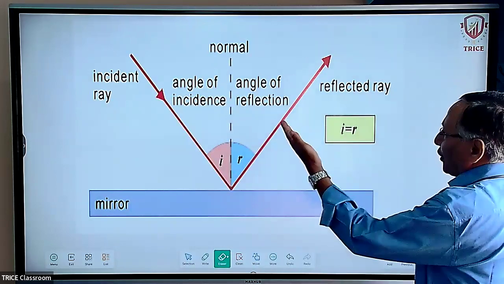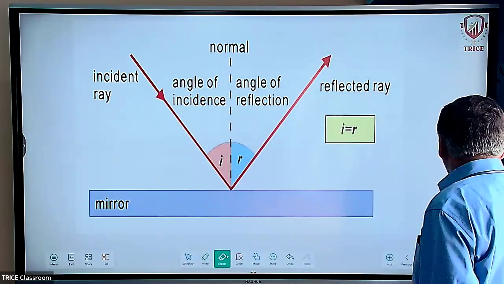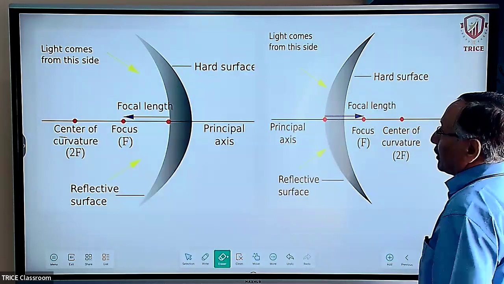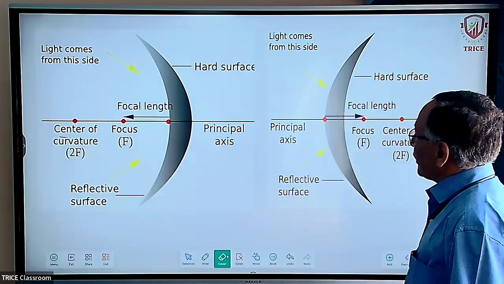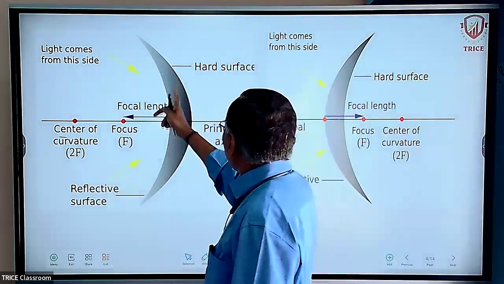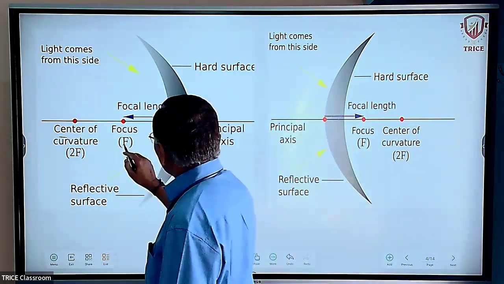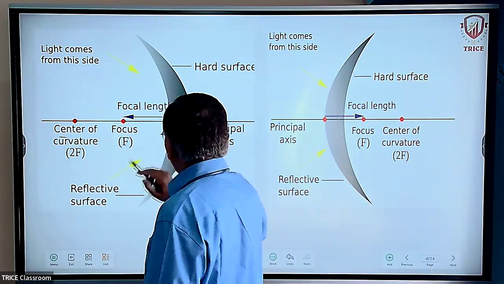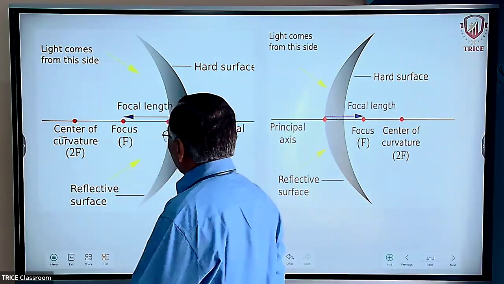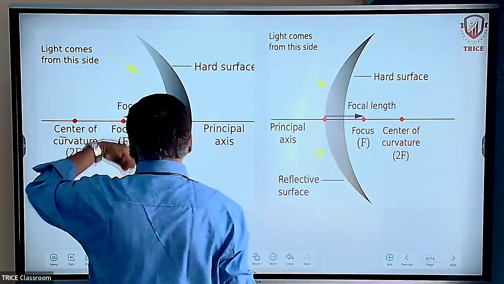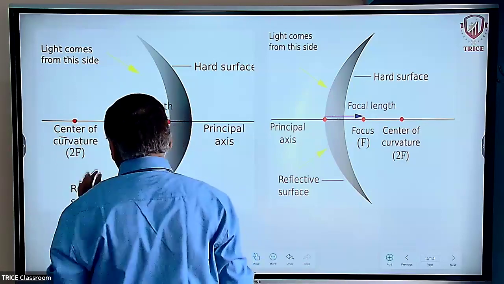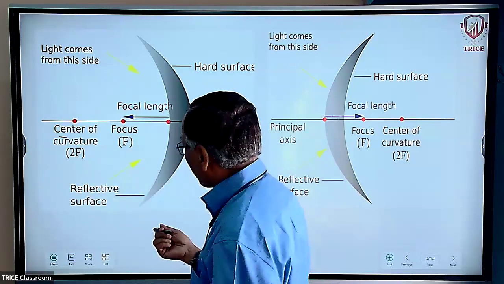This is what I told you, angle of incidence, angle of reflection and all that. Now see here. This is a concave mirror, hard surface. This is focal length. Distance between principal focus and pole is called the focal length. And the center of the whole sphere is called center of curvature, which is 2f. The same thing I told you.